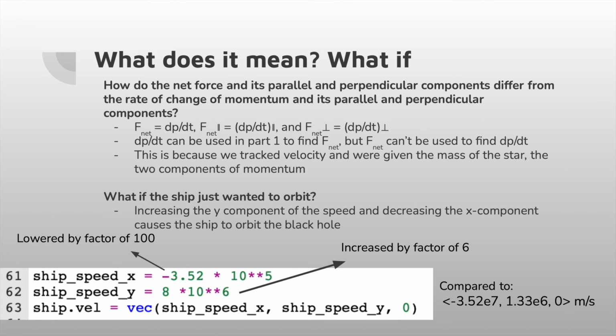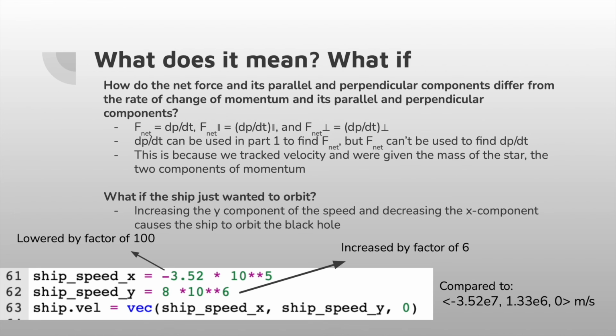F net is equal to the change in momentum, and F net parallel is equal to the parallel change in momentum. However, the change in momentum can be used in Part 1 to find F net, but F net can't be used to find change in momentum. This is because we tracked velocity and we're given the mass of the star, the two components of momentum, but we're not given all the aspects needed to determine F net.